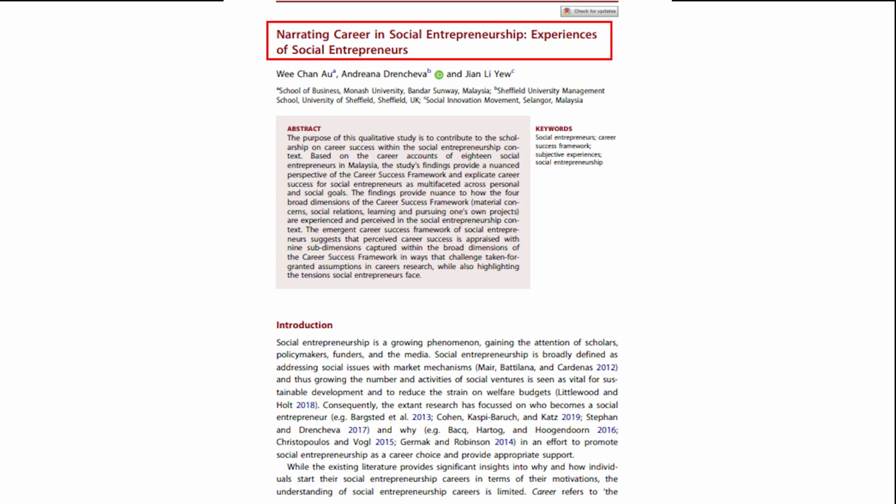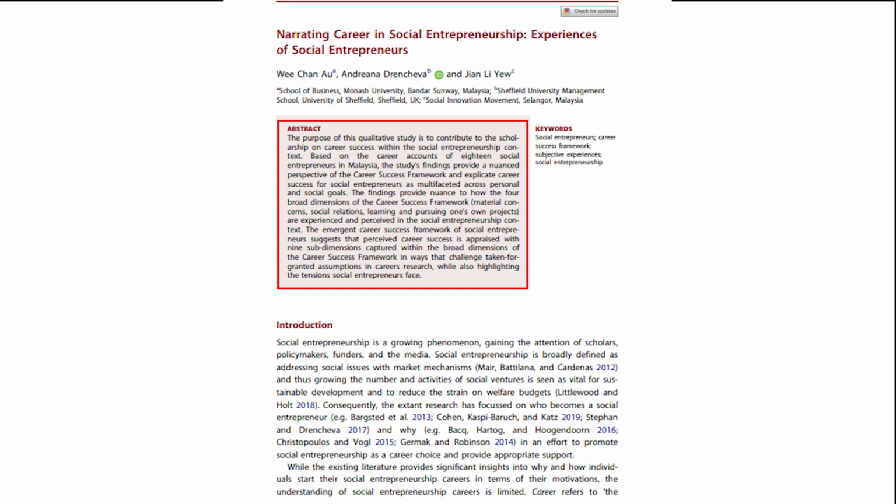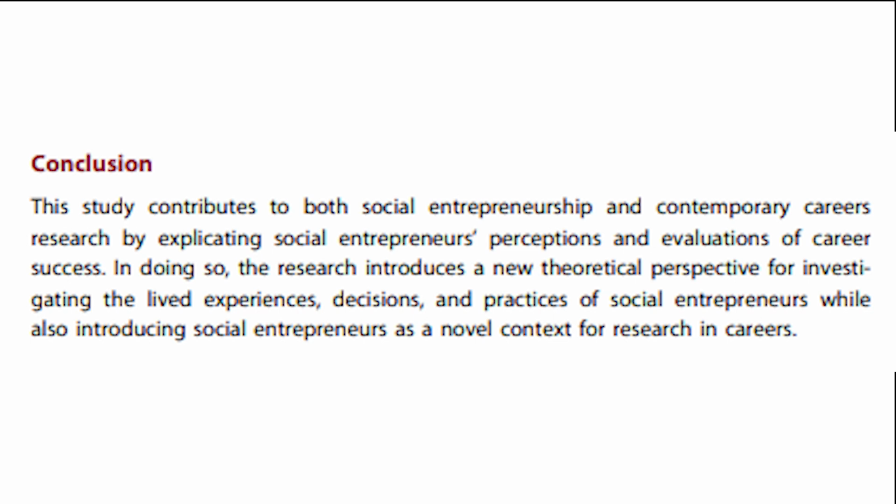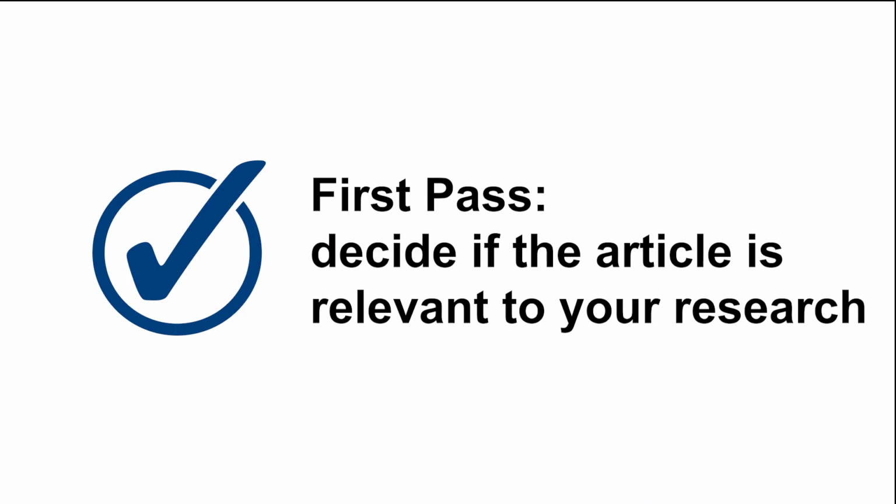The first pass is your initial skim, spending about 5 to 10 minutes to get a general idea of the article. Start by reading the title, the abstract, and any headings. Skim the introduction and the conclusion. Look at the references briefly. Are there familiar names? This pass helps you decide if the article is relevant to your research.